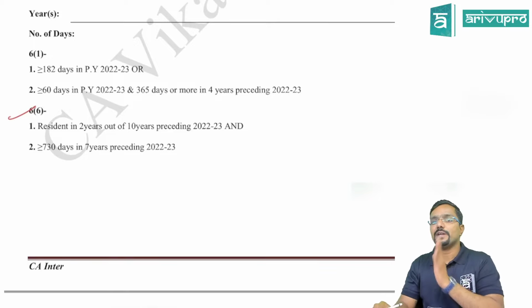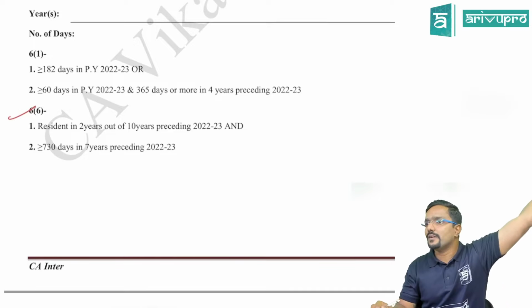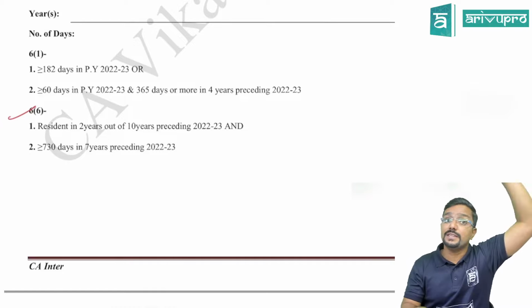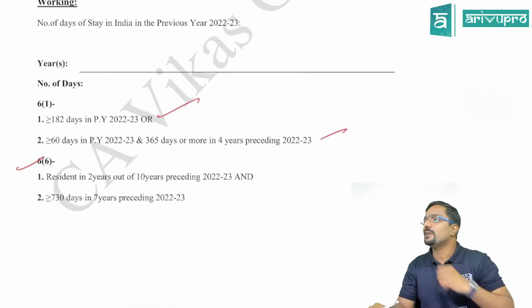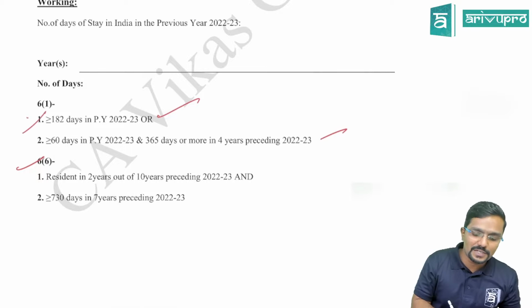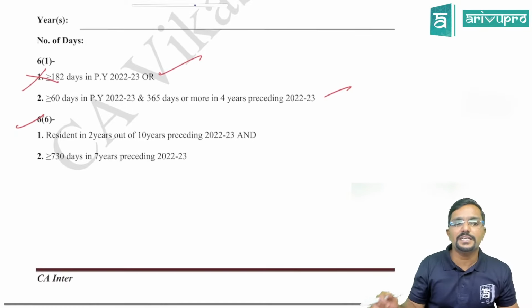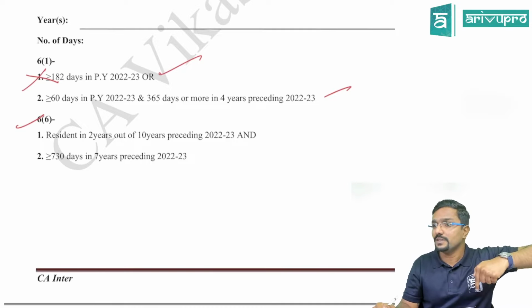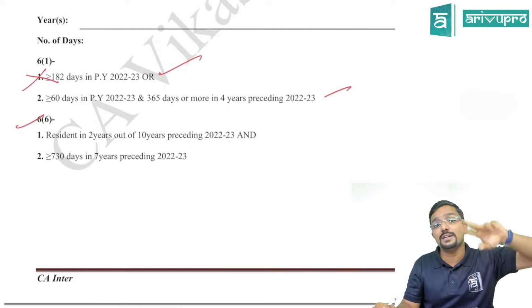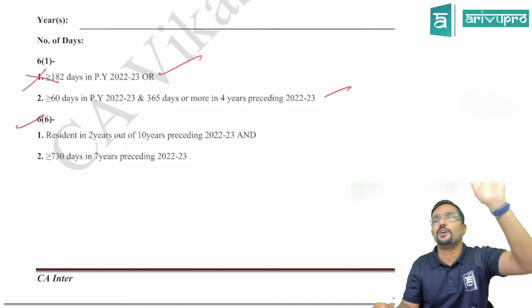Leave 22-23. Go back to last 10 years. Check in that 10 years, is he satisfying any one of this condition? Obviously he is not satisfying this condition, whereas the second condition you check. I am talking about last 10 years, not 22-23. Clear? Because 22-23 is relevant for 6.1, which I am not bothered about.